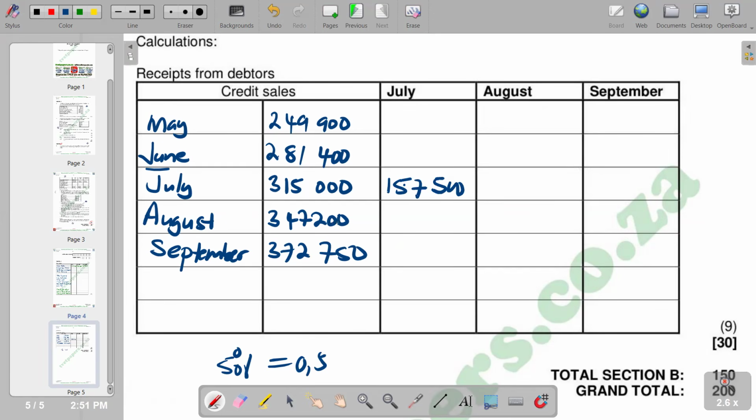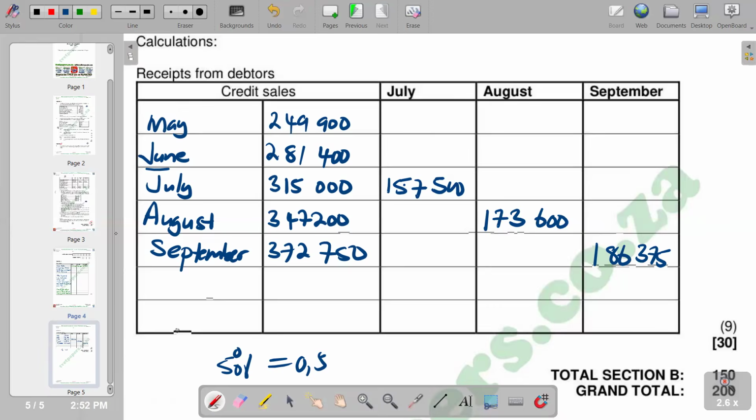Then for August, which is going to be received in August, we come again to where we have our August. So we say 50% times 347,200, and the answer is 173,600. Then we go to September. We say credit sales for September being received in September: 372,750 times 0.5, which gives 186,375. So basically, this is what we have for the credit sales that are going to be received in the very month.